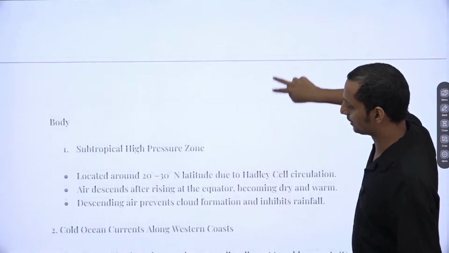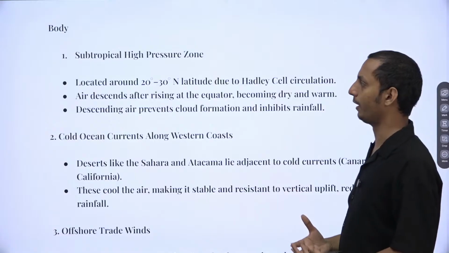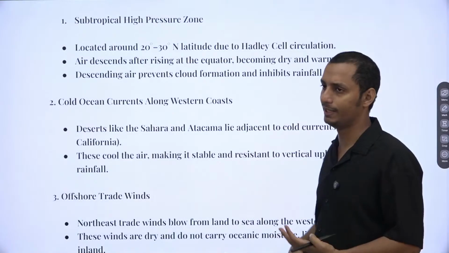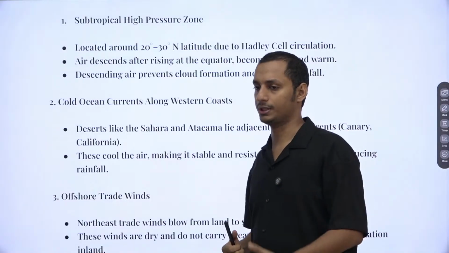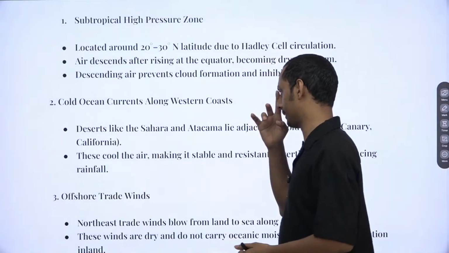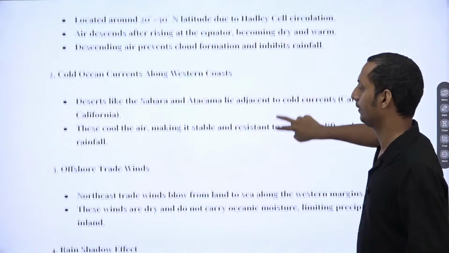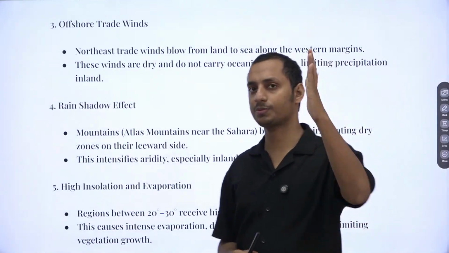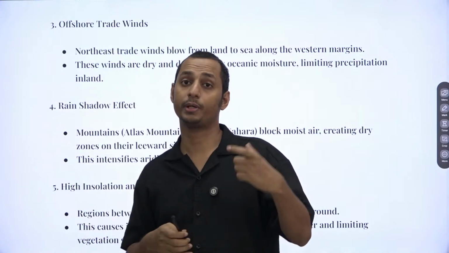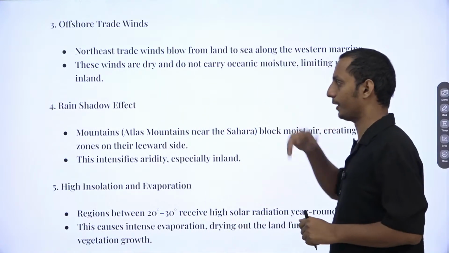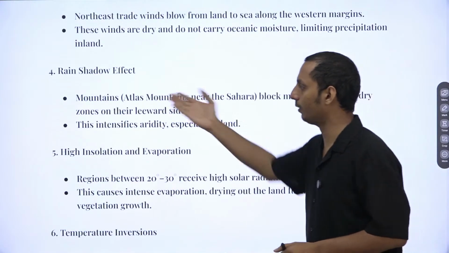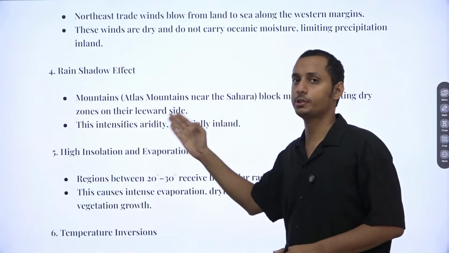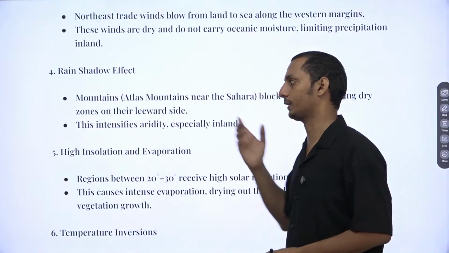Now you mention the reasons for the same, such as the subtropical high pressure zone, and the cold ocean currents across the western coasts, which lead to the Atacama Desert or even the Californian Desert. Also offshore trade winds, and rain shadow regions, such as the Andes Mountains, due to which we have the Atacama Desert, right? So you can mention all these rain shadow regions as well, and try to mention all these examples. You should mention the Atlas Mountains, and also the Andes Mountains, which lead to the Atacama Desert as well.